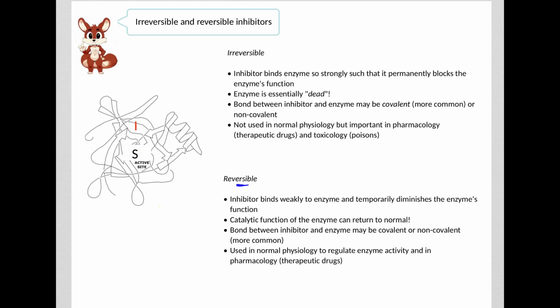Reversible inhibition is a very important strategy that is used in normal physiology. Your body uses this to regulate your enzyme activity, and it's also very important in pharmacology when we deal with therapeutic drugs.